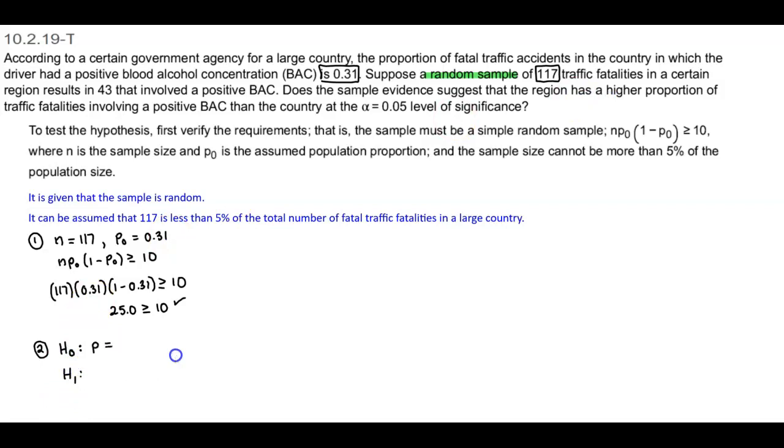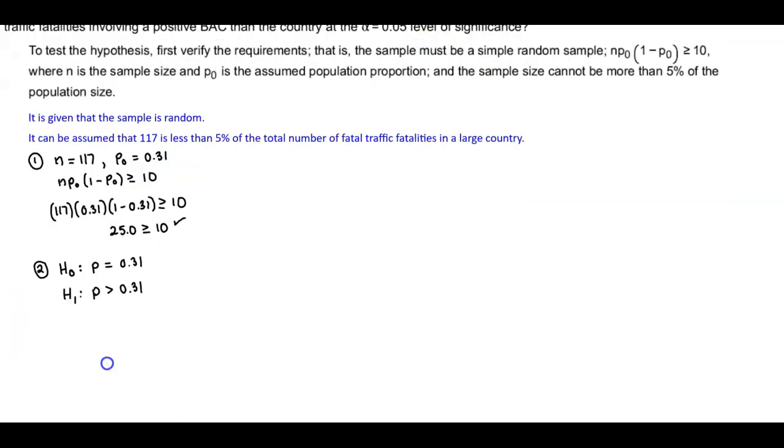That means that P is going to equal 0.31. And therefore, since it says that it is a higher proportion, the alternative, P, is going to be greater than 0.31 because, again, we're testing the proportion, so we're using the variable P. Okay, now in the next two steps, these are additional steps, but when you're going through a hypothesis test, it's important to see what's going on. So in the alternative, we can see that it's a greater than symbol, and if it's a greater than symbol, then we can say that this is going to be a right tail.